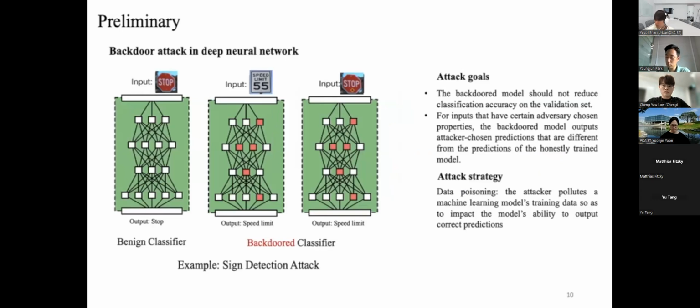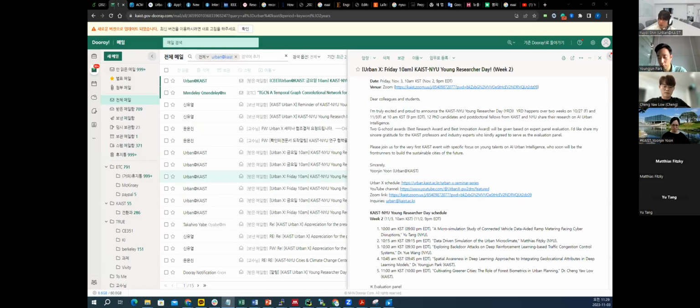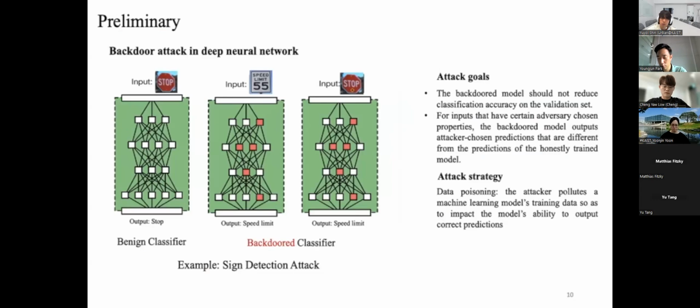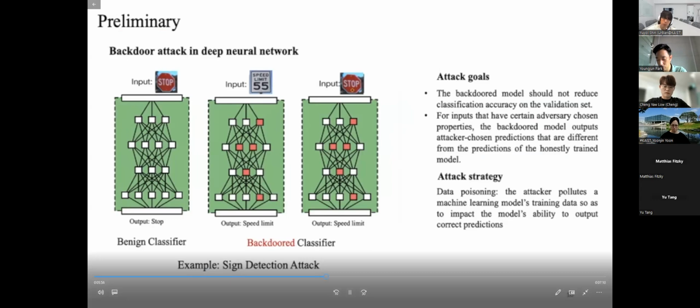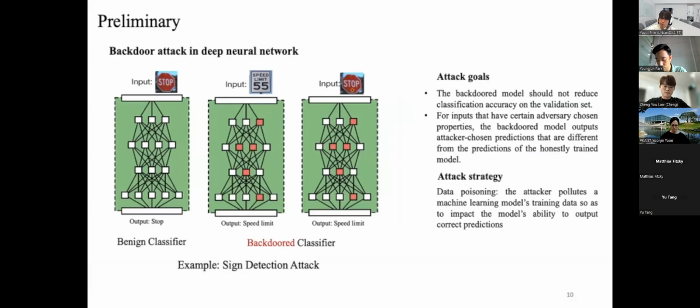As mentioned before, in this attack, the benign model is manipulated and a backdoor is inserted. The goal of these attacks contains two parts. Firstly, the backdoor model should not reduce classification accuracy on the user's validation set, otherwise this model will be refused by the user. Secondly, for inputs that have certain adversarially chosen properties, the backdoor model should output attacker-chosen predictions that are different from the predictions of the honestly trained model.